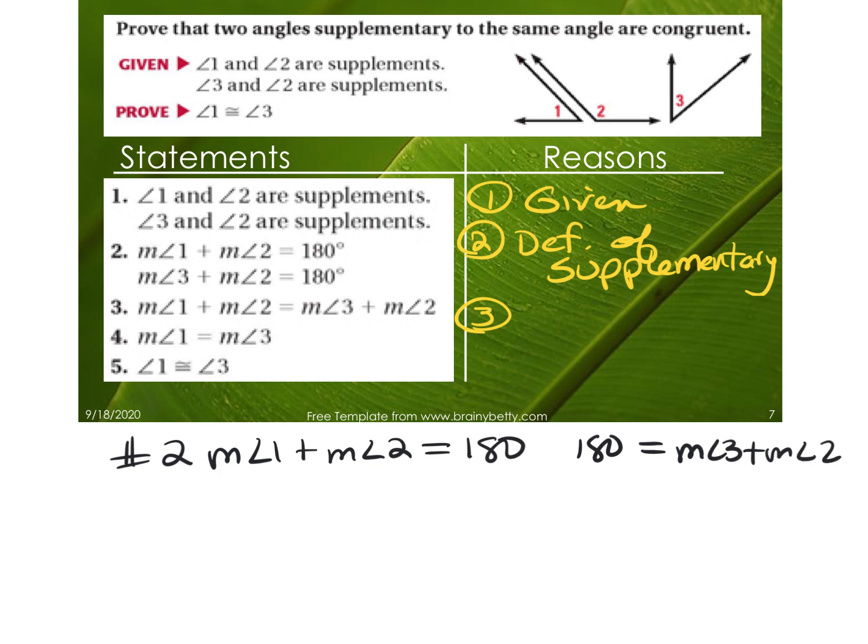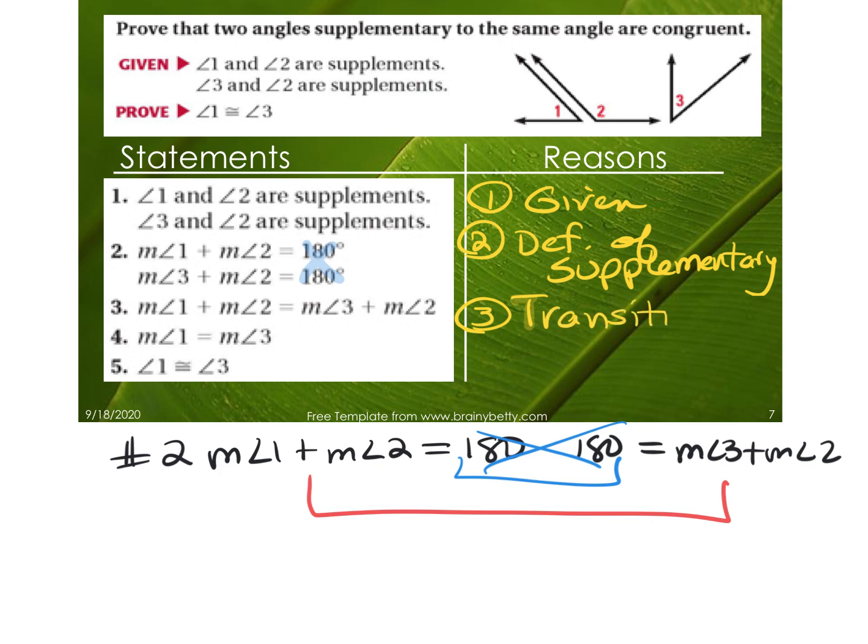And then you can see the transitive a little bit better, that these two 180s cancel, and then you can show that this equals this, which is step number 3. So again, the 180s cancel out here or blend together, and then the two things that are both equal to 180 are also equal. So the reason here is either transitive, or you could also describe it as substitution. Big Ideas would prefer the transitive answer.